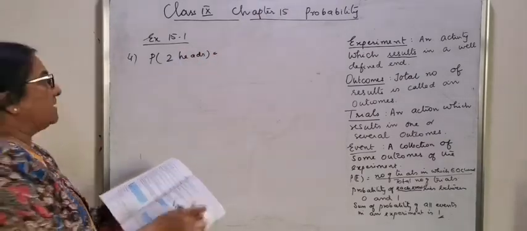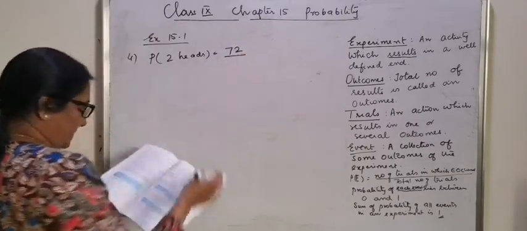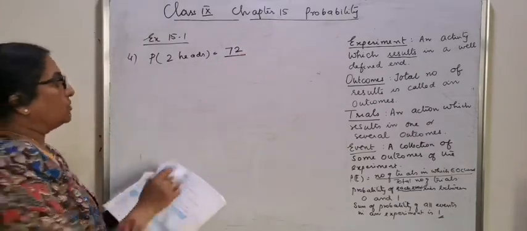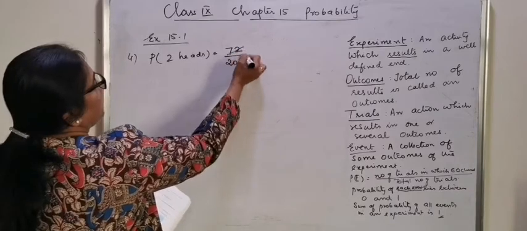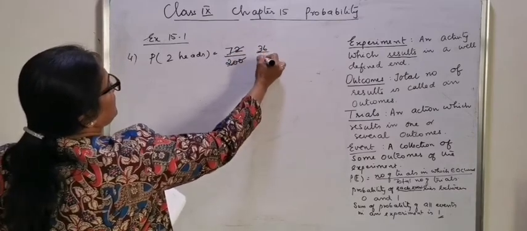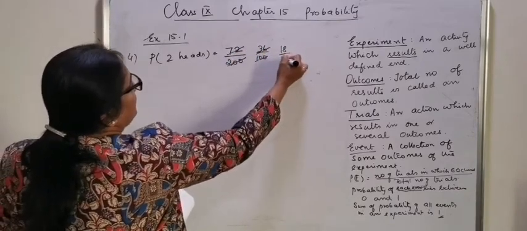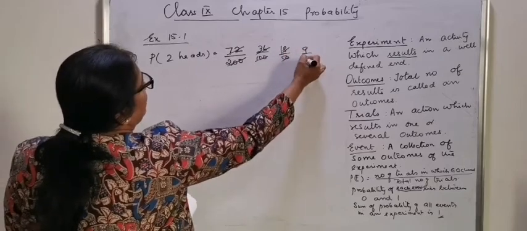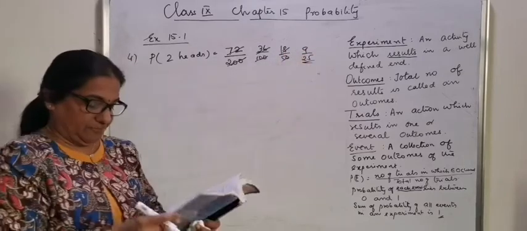Under 2 heads, the frequency is 72 divided by 3 coins. The total frequency is 200. You can reduce with 2: 36 by 100, 18 by 50, or 9 by 25.